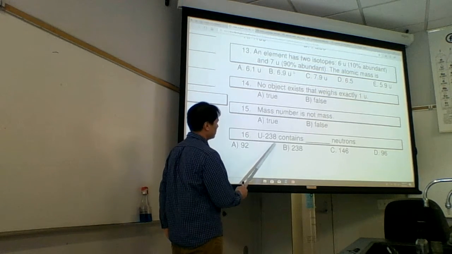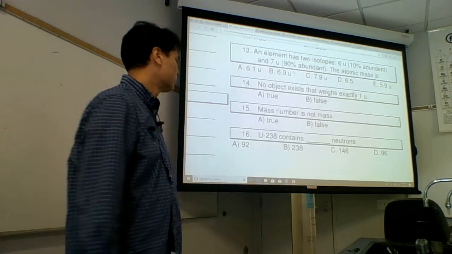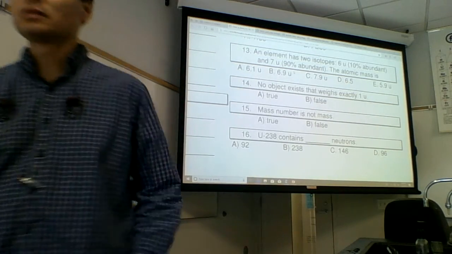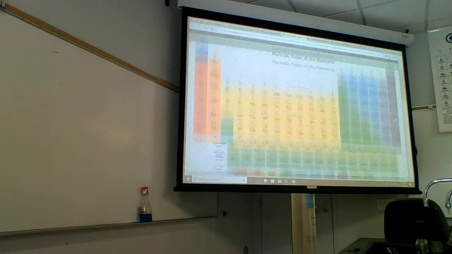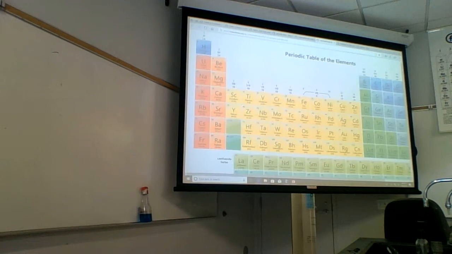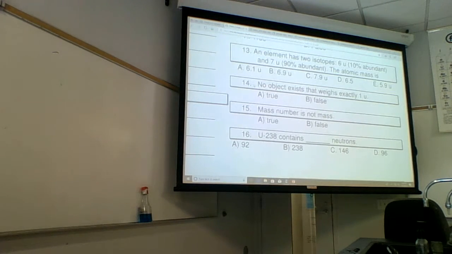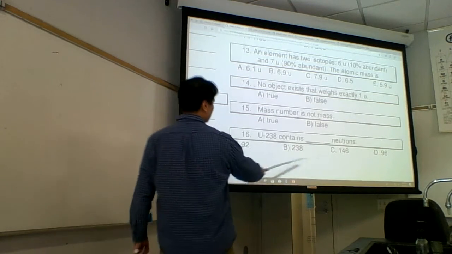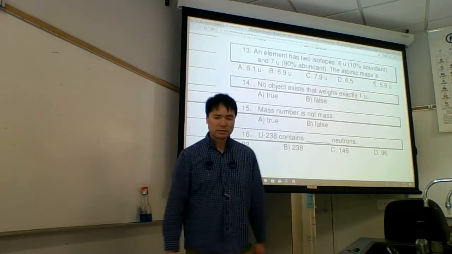16. U-238 contains how many neutrons? 146. Actually, yeah. Because uranium's element 92, which means it has 92 protons. So 92 plus blank gives 238. So 92 plus 146 gives 238. So the correct answer is C. That's good.